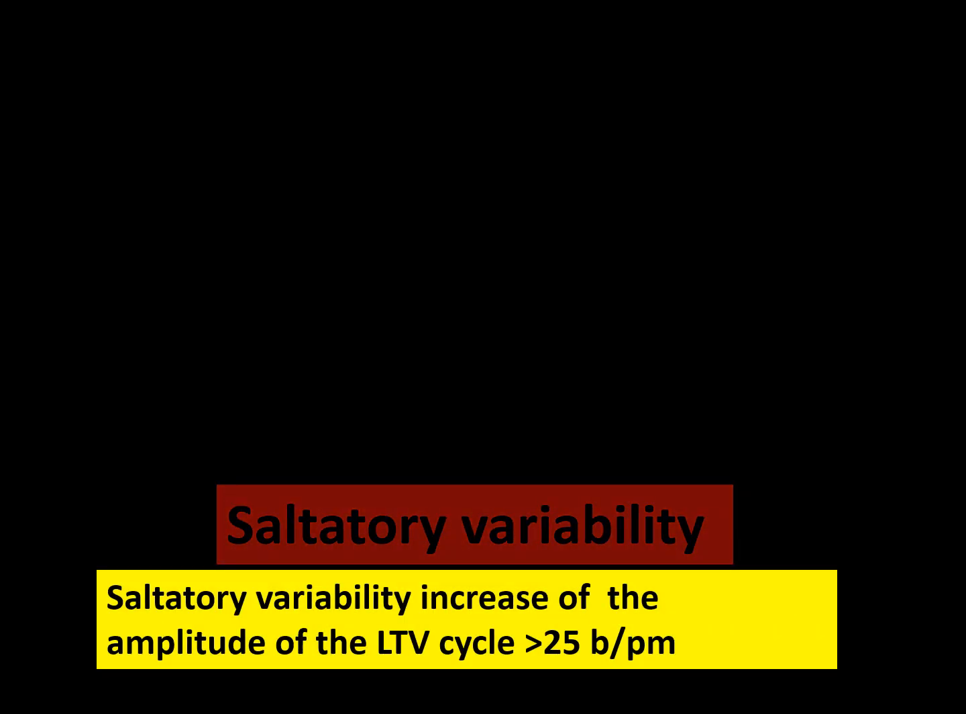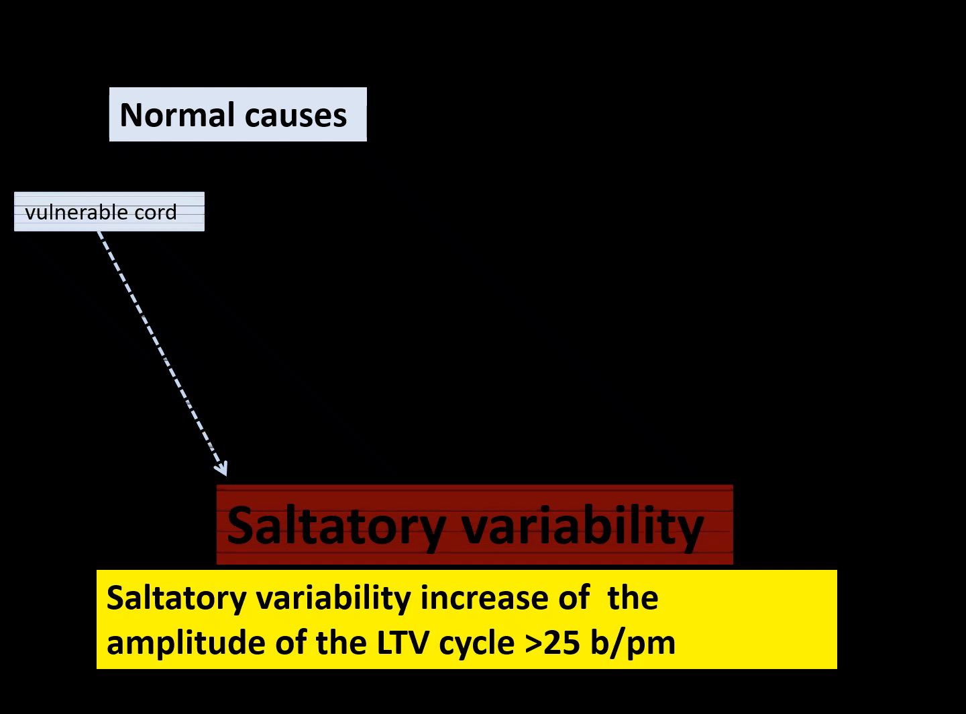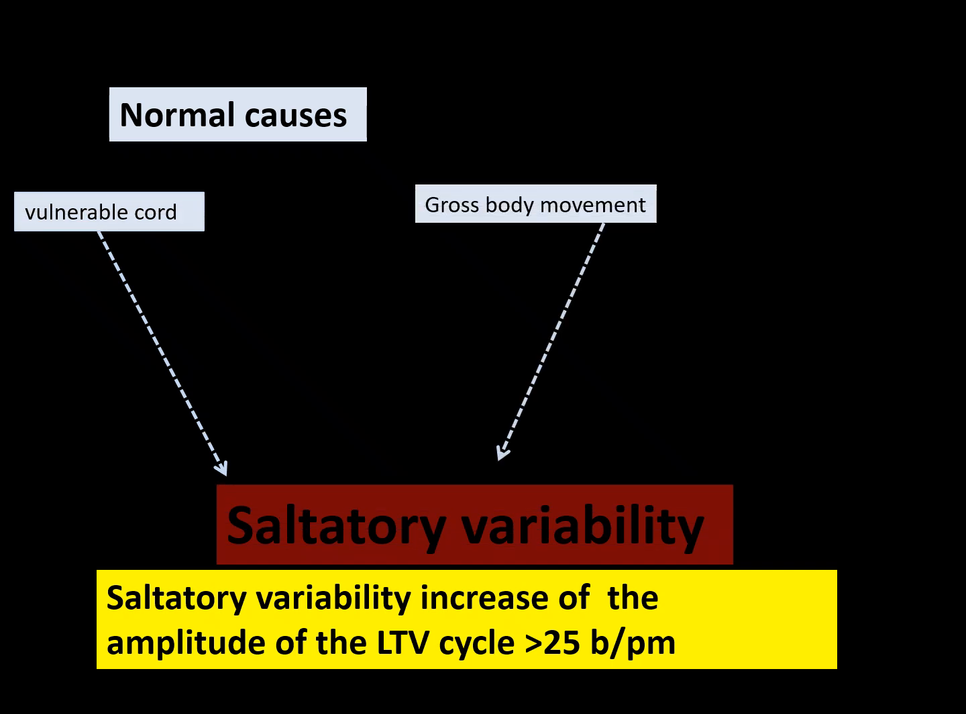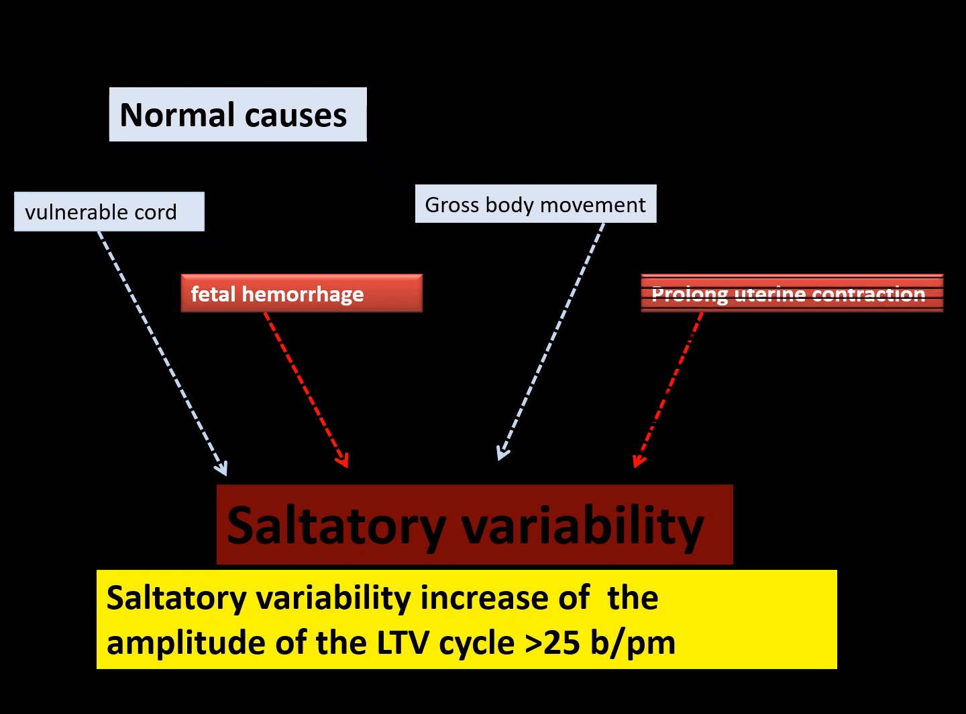Saltatory variability. Saltatory variability is defined when the long-term variability increases to more than 25 beats per minute. It can be due to normal causes like a vulnerable cord or gross body movement, or it can be pathological due to fetal hemorrhage and prolonged uterine contraction.